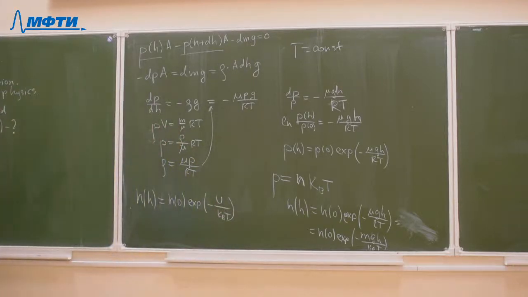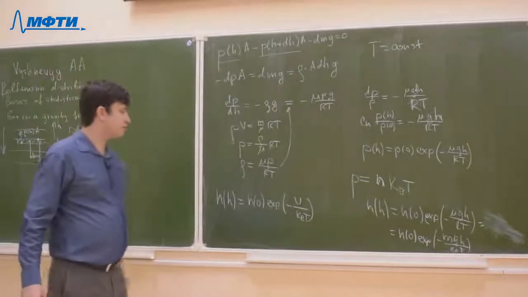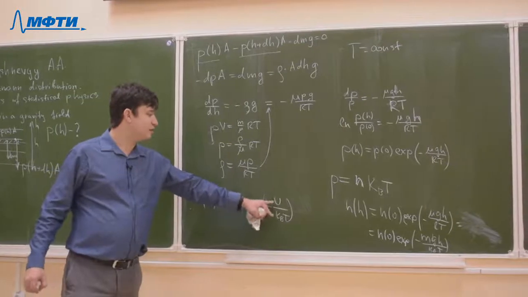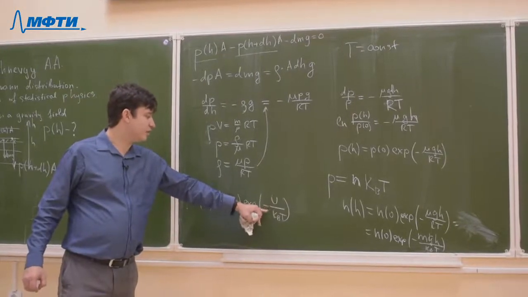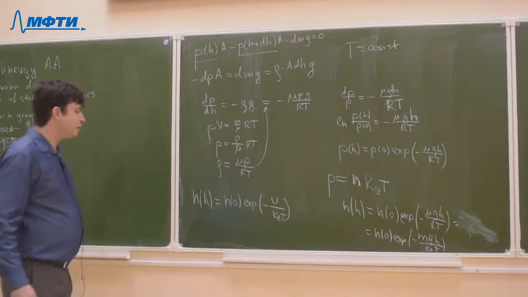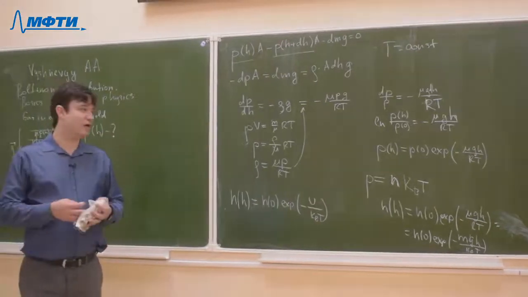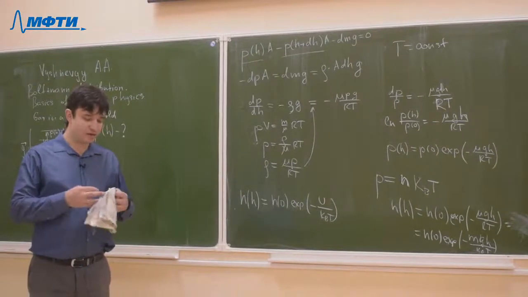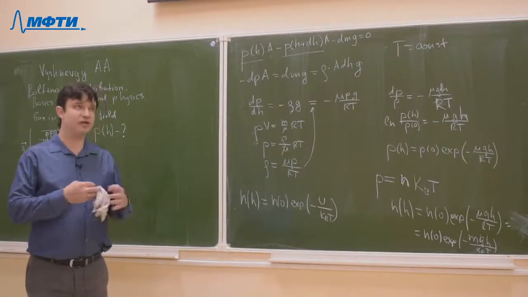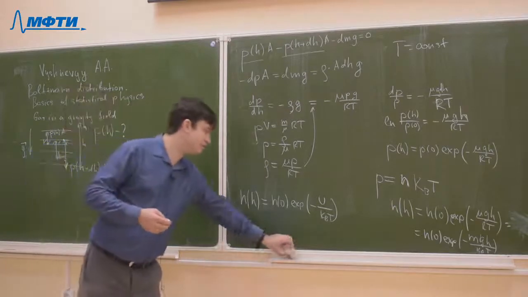So now I have a dependence of number density of the gas as a function of height, and as you see, I here have a fraction of potential energy to kBT. Also, please note that number density is related to the probability density in the following manner.